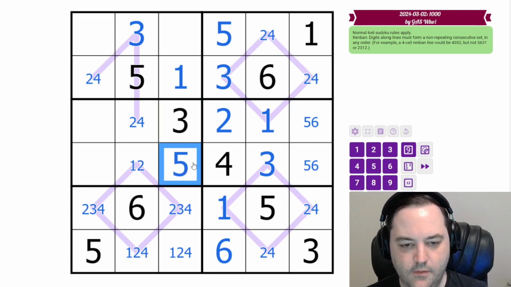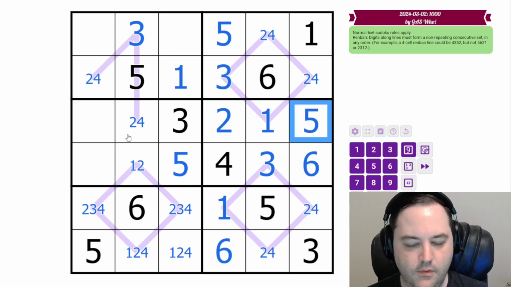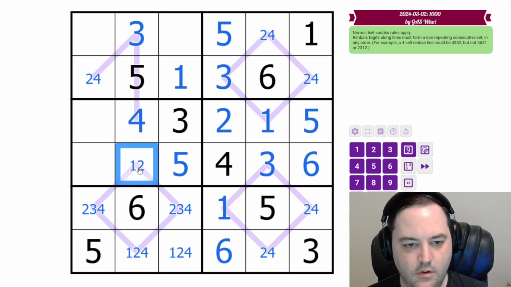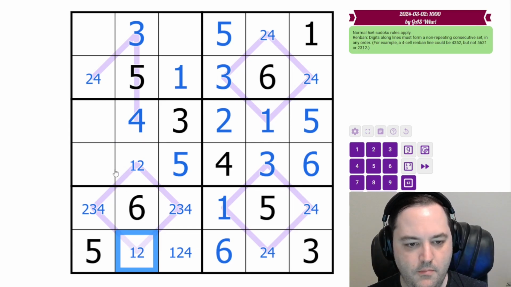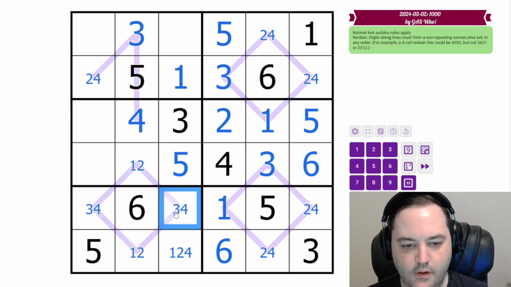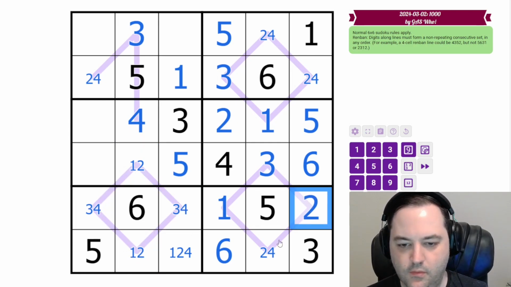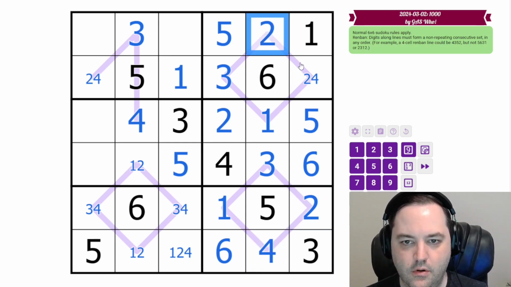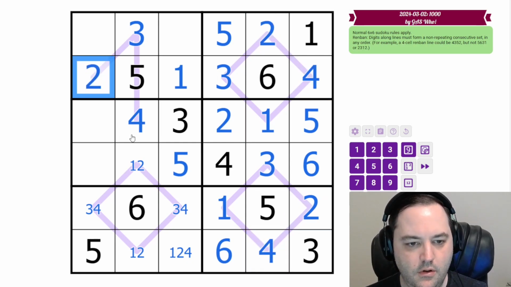We need a 5 in this box. Let's do it here. So now it's all over 5, 6. The 2 here is 4. Now we have 1 and 2 on this line, so these are not 2. We need a 2 here, 4 here, 2 here, 4 here, 2 here. We could have gotten 4.